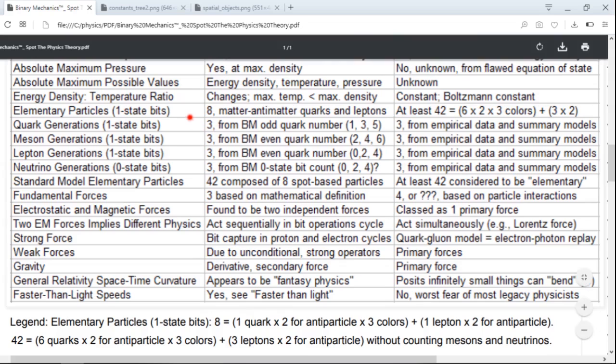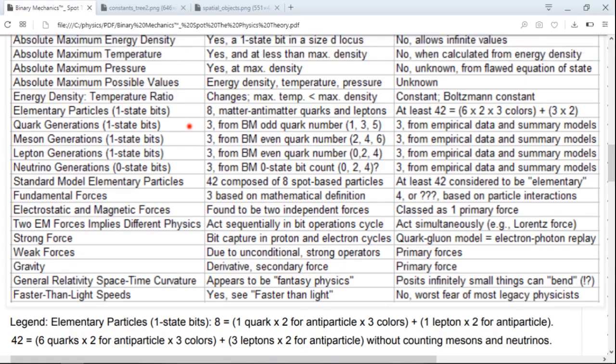Concerning the elementary particles, in binary mechanics there are 8 and only 8, matter and antimatter, quarks, and lepton. Whereas your textbooks are going to show you at least 42, which is calculated as shown here and provided in more detail in the table legend below. All of these 42 particles are either the 8 elementary particles or compositions of them.